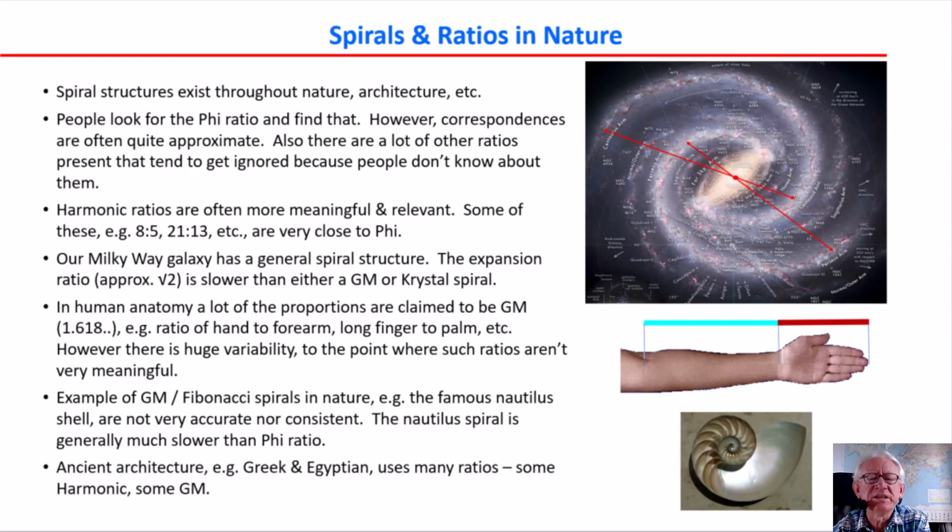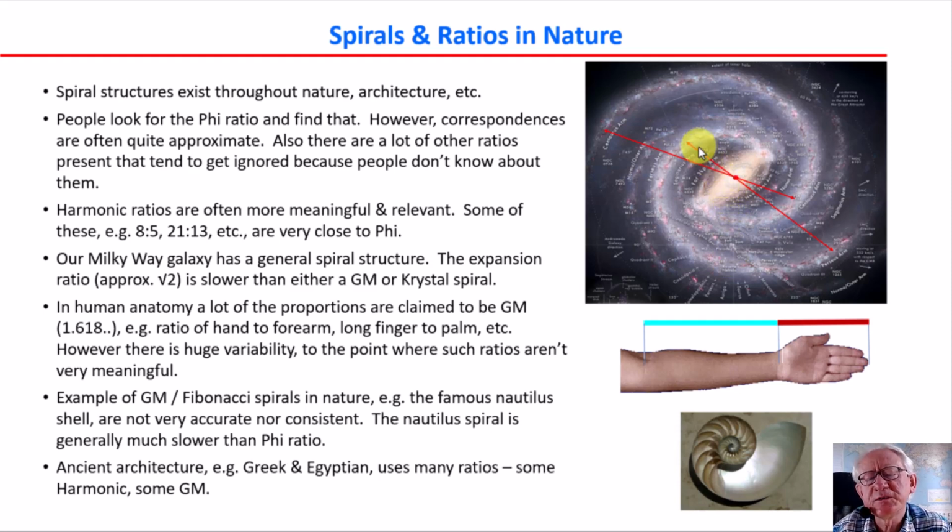Harmonic ratios have physical impact, and they can often be more relevant to the situations where spirals are found. Now, our Milky Way galaxy has a general spiral structure, illustrated here. Now, the expansion ratio here is much slower than either the golden mean or the Fibonacci or the crystal spiral.